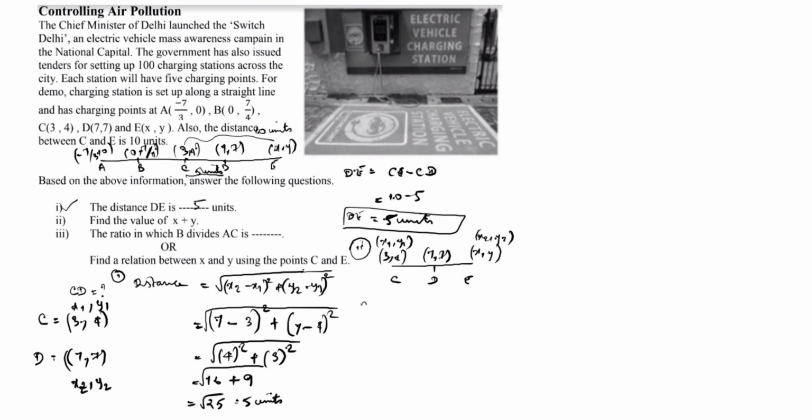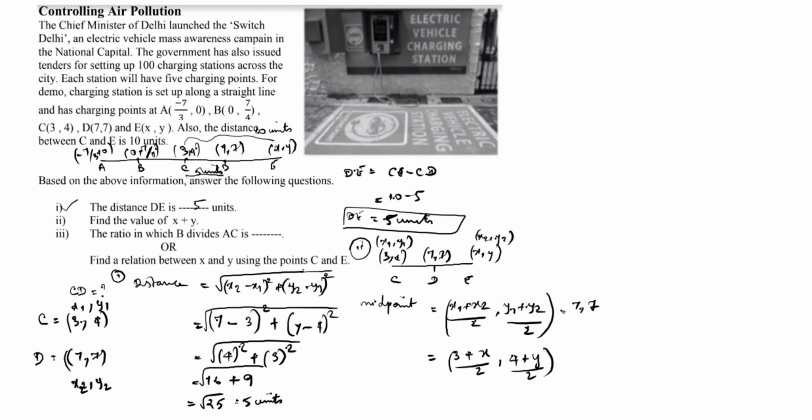So we will use the midpoint formula. What is the midpoint formula? x1 plus x2 by 2, comma y1 plus y2 by 2, equal to 7, 7. This is the midpoint formula. x1 is 3, x2 is x, divided by 2, comma y1 is 4, y2 is y, divided by 2, equal to 7, 7. Now what we will do, we will take x and x together, y and y together. So 3 plus x by 2 is equal to 7, comma 4 plus y by 2 is equal to 7.